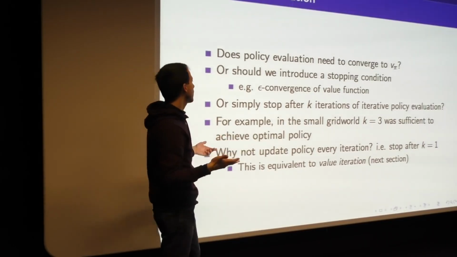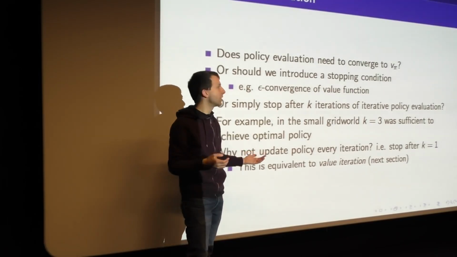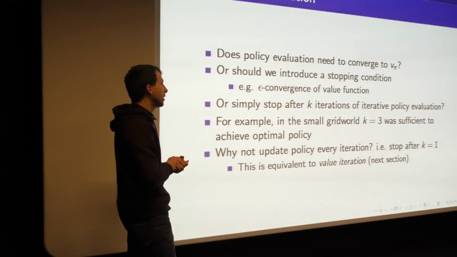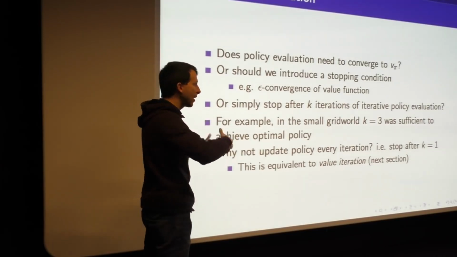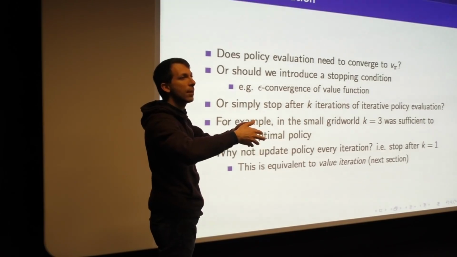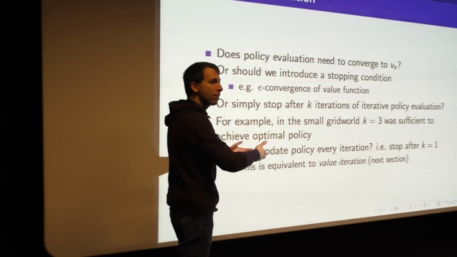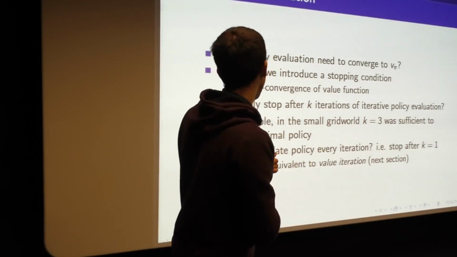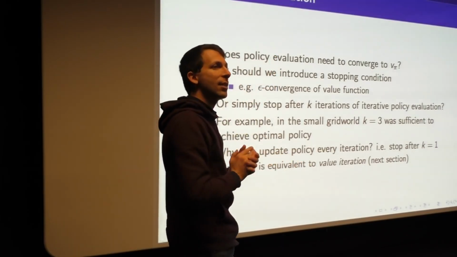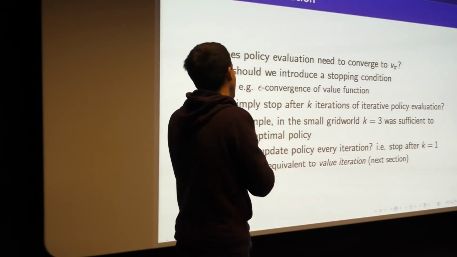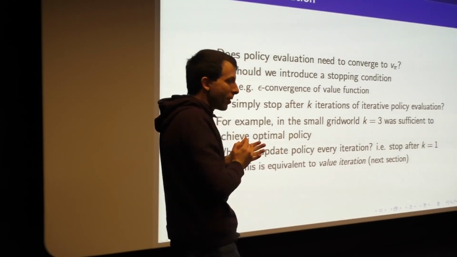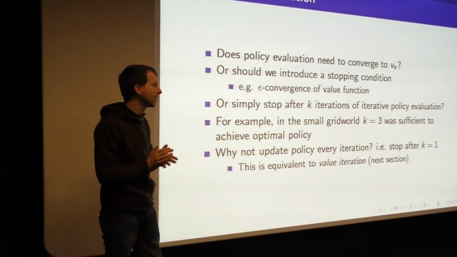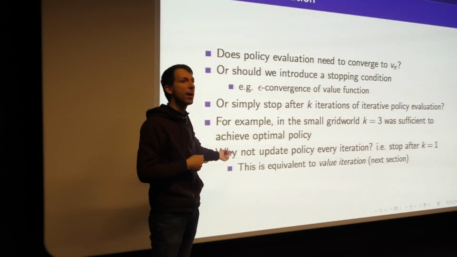So what happens if we do something more naive, like take k iterations of iterative policy evaluation, like 3 in the small grid world, and just do 3 steps of evaluating the policy, and then improve? This is a perfectly reasonable algorithm, and it still converges to the optimal policy. I'm not going to prove that, except in one special case, which is the extreme case of this, which is when we just stop after k equals 1.